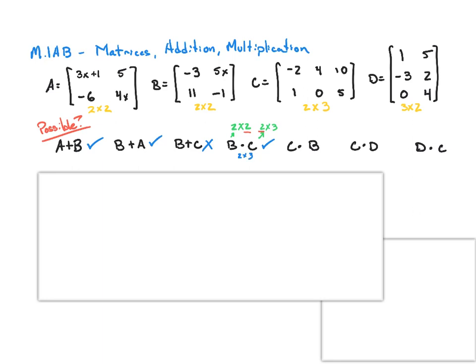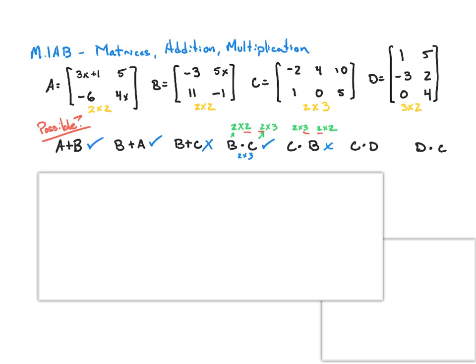Matrix C times B, so you're switching the order around. You might say, well, sure, if I can do one, you can do the other. Let's take a look. So C is a 2 by 3, B is a 2 by 2, and you say, uh-oh, these values are not the same, so no, you cannot multiply C times B. And so there you have it. You can see that just because you switch the order around in multiplication, it is not the same thing. It's not even possible in this particular example. That's an interesting thing about matrices.